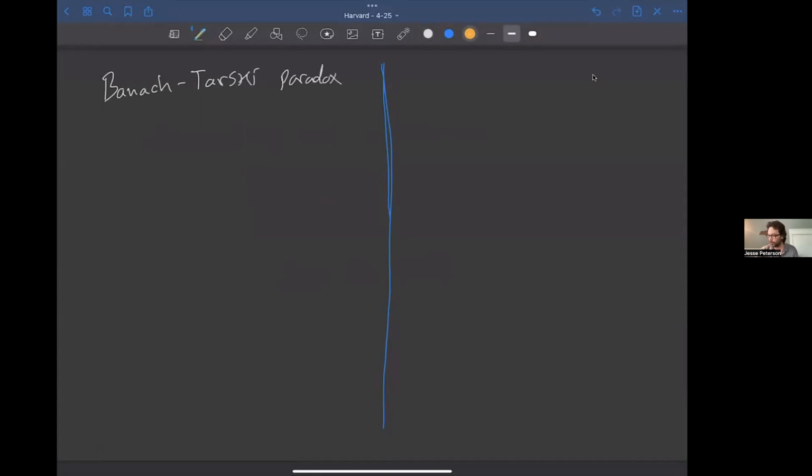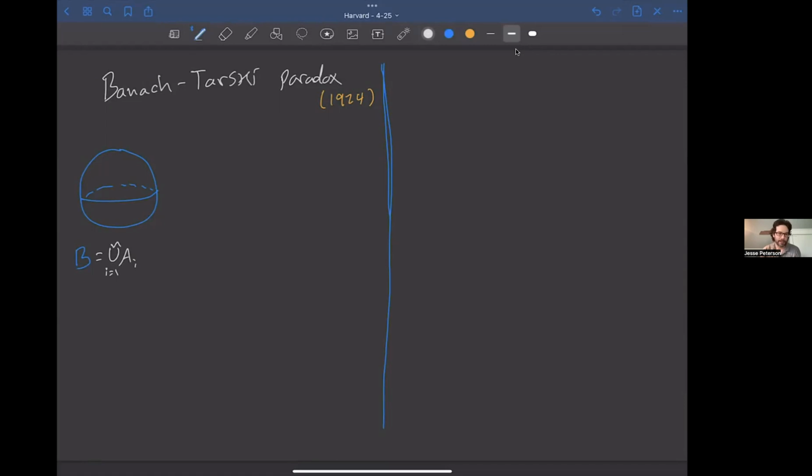Which was about 100 years ago. Their paper was published in 1924. So it's been about 100 years since they did this. And what they proved is that if you take the unit ball in 3-space, then you can split this unit ball into finitely many pieces. So we can write this ball as a union of finitely many pieces, say A1 through An.